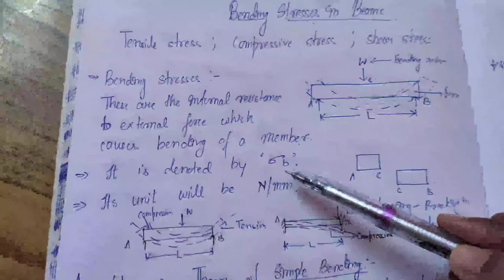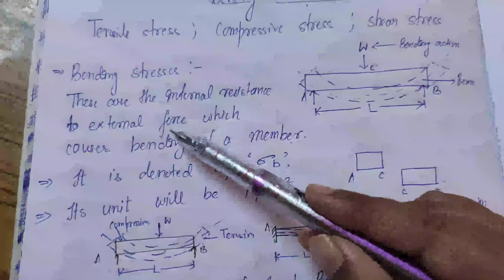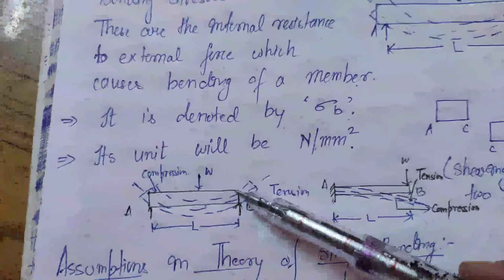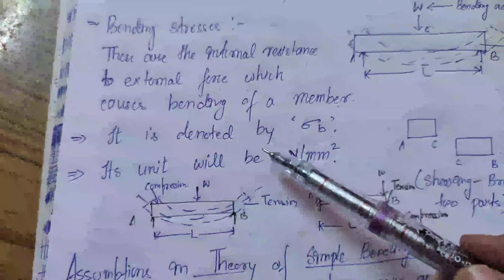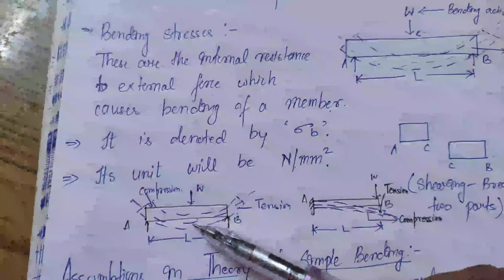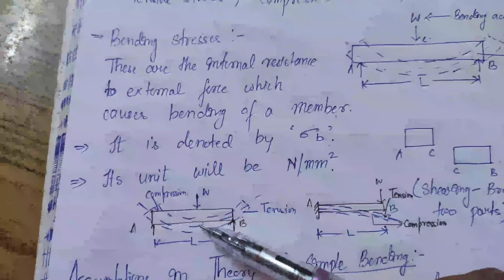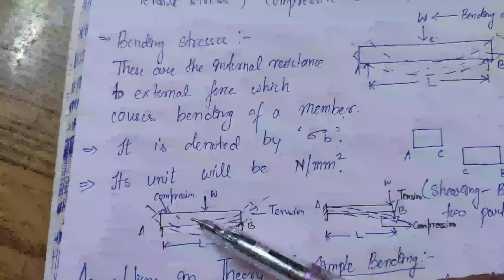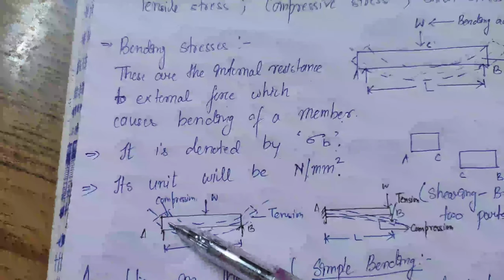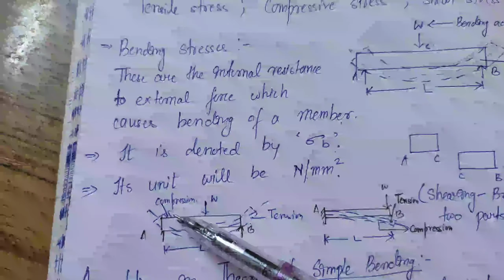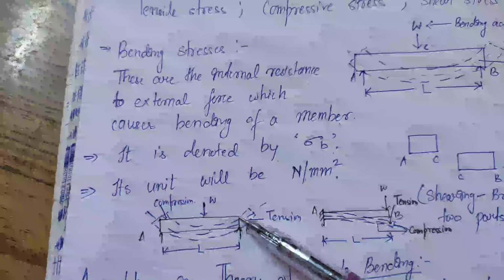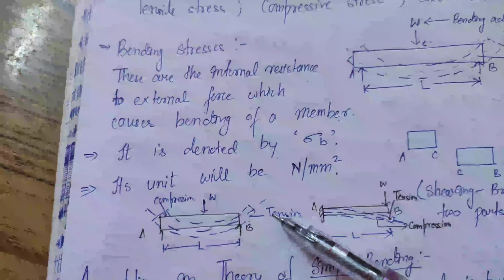So hope you have understood what is bending stress. These are the internal resistance to external force which causes bending of a member. Suppose you have been given a simply supported beam. Every member, every cross section has a neutral axis. Neutral axis means where all the stresses are zero. So this is the neutral axis of the beam. Now when this beam bends, the upper layers of the beam are subjected to compression, and the lower surface of the beam is subjected to tension.